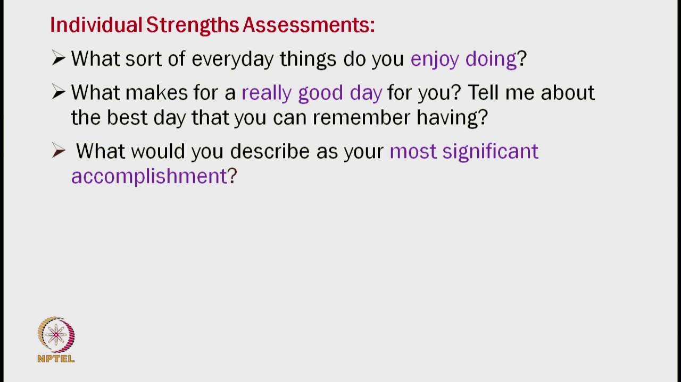What makes for a really good day for you? Tell me about the best day that you can remember having. So, it means you were doing something which was interesting, which you wanted to do, and that's as per your character strengths. Third question is, what would you describe as your most significant accomplishment?